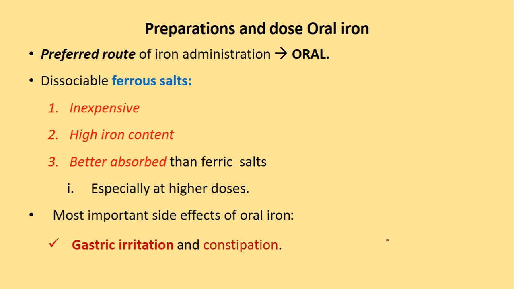So coming to the preparations and dose of oral iron. The preferred route of iron administration is through the oral route. It will be available in the form of dissociable ferrous salts, which are inexpensive in nature, which contain high iron content, and they are better absorbed than the ferric salt, especially at the higher doses. So what are the most important side effects you can encounter with oral iron preparations? The first thing you should remember is it causes a lot of gastric irritation as well as constipation due to the astringent effect.